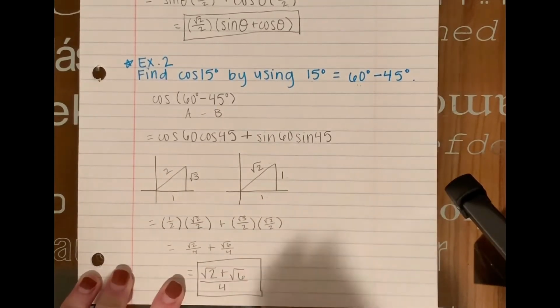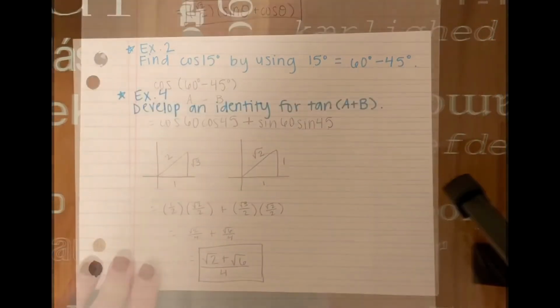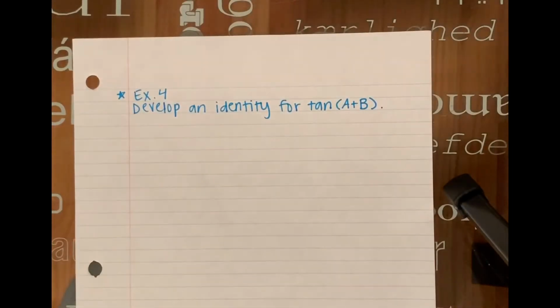And that would be your answer. All right, we're skipping example 3 and we're moving right to example 4. It says develop an identity for tangent of A plus B. This is very similar to some questions you're going to have in your homework. That's why I wanted to do it with you.